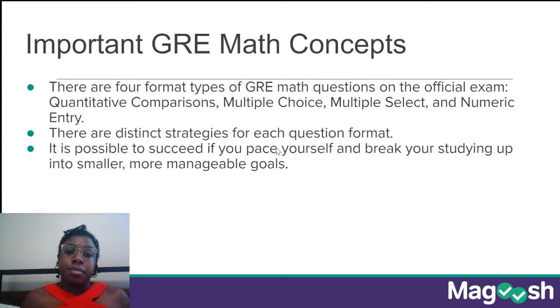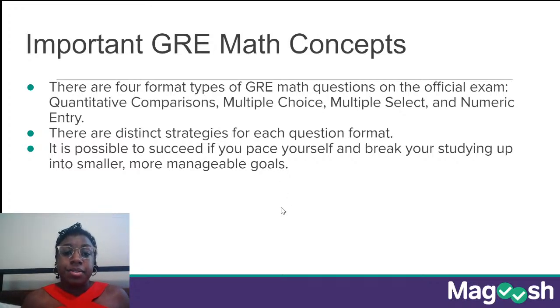All of the topics mentioned previously overlap with the 4 format types of GRE Math questions on the official exam: quantitative comparisons, multiple choice, multiple select, and numeric entry. In quantitative comparison questions, you'll see 2 columns, A and B. Each one contains a value, which can be a formula, an expression, or an actual number. You have to determine the relationship between them, if one is greater, if they're the same, or if it can't be determined from the information provided.